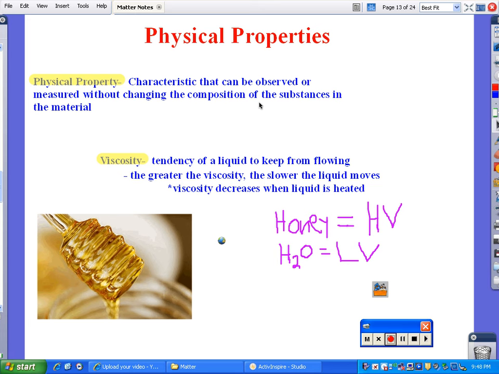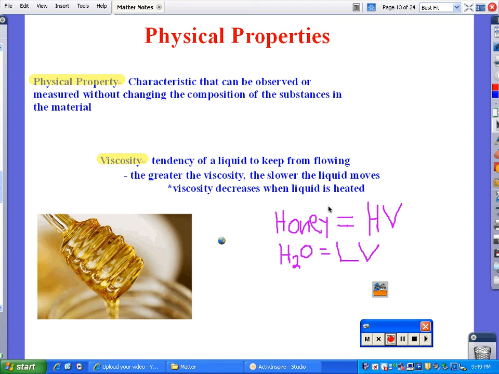And a couple other ones we're going to hit on. Viscosity is a very good one to know, the physical property. Tendency of a liquid to keep from flowing. That's really the thing. It's the tendency of a liquid to keep from flowing means that it doesn't want to flow. So things that have a high viscosity are slower moving.